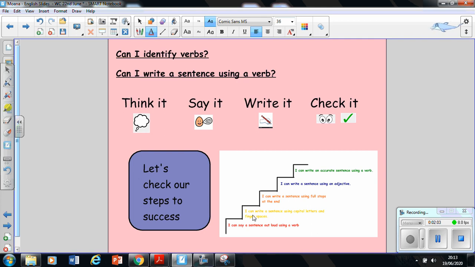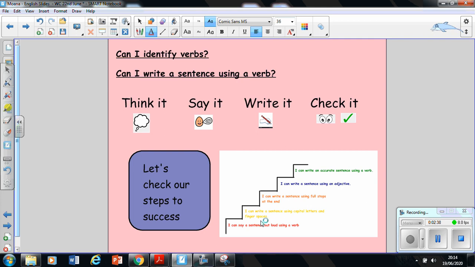And then it says, I can write a sentence using capital letters and finger spaces. Now, some of you would remember that when Miss Doe or Miss Pope, Miss Hawkes or I have marked your work, we would have done a little finger space symbol for you. So that would have been your target. So one of the other really important steps is to make sure that your words have finger spaces between them so that it's easy for the reader or your teacher to read it. Okay? So using capital letters in the appropriate place and finger spaces between words.